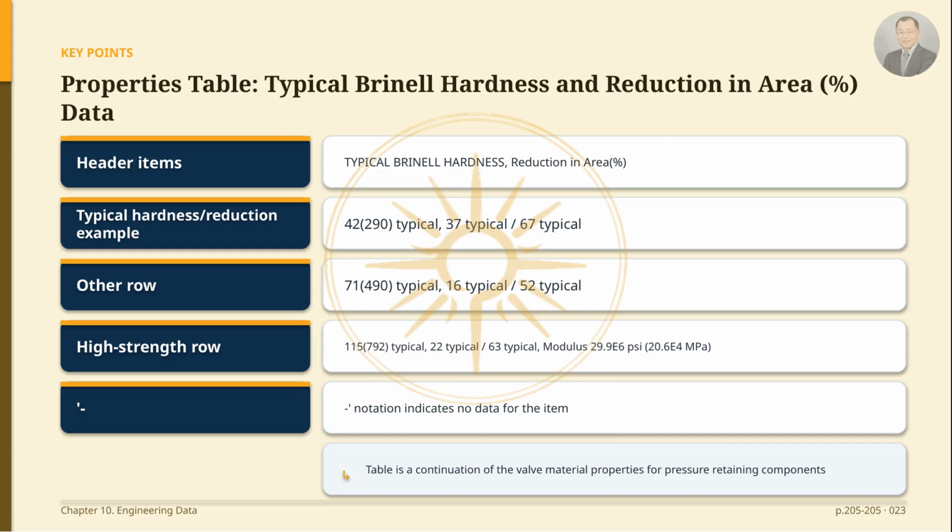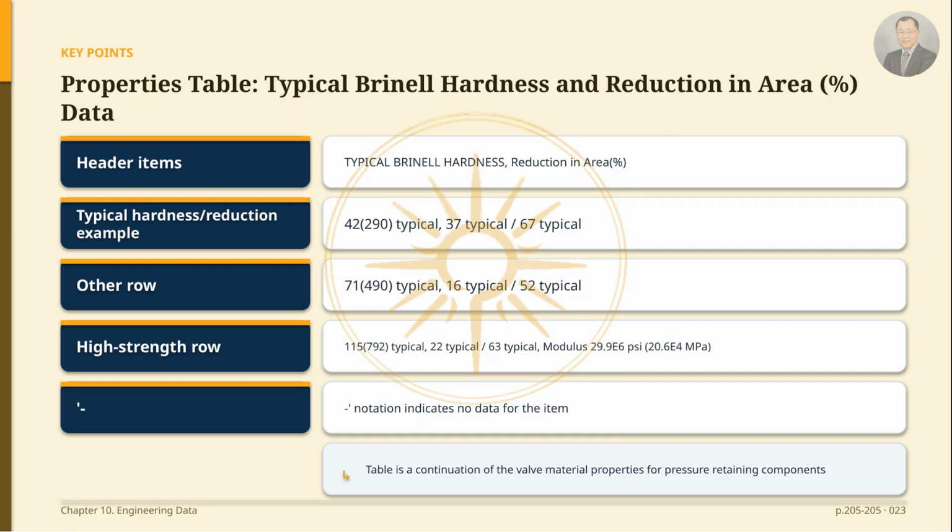Here, I would like to introduce the representative data for the Brinell hardness and reduction of area columns in the valve material properties table. The header consists of typical Brinell hardness and reduction of area percentage. Taking one row as an example, the hardness is listed as 42, 290 typical. The elongation-related value is 37 typical, and the reduction of area is 67 typical. Another row shows a hardness of 71, 490 typical, followed by 16 typical and 52 typical.